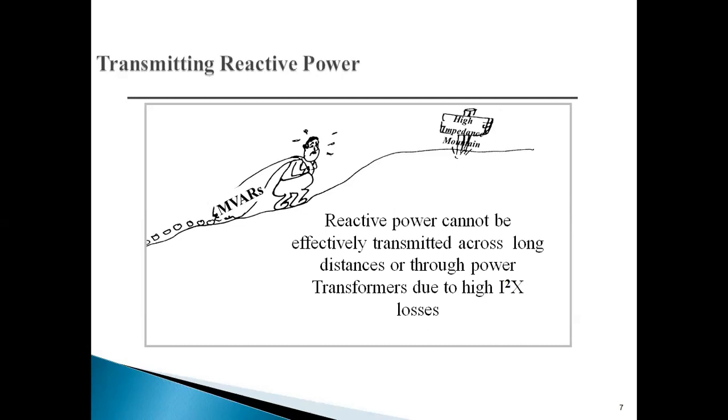Voltage stability's driving factor is load, that's why it is called load stability. And for generator rotor angle stability, the driving factor is the rotor angle, therefore it is called rotor angle stability. This is the generation side, that is the load side, that is the difference. And if we are trying to transmit reactive power over a long distance, what will happen? We face the problem of higher I square X losses.